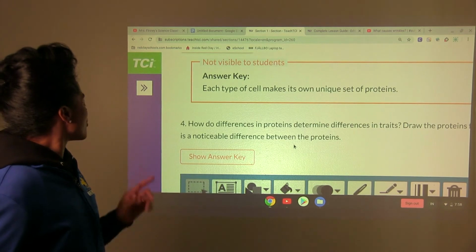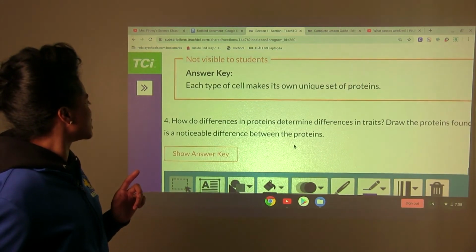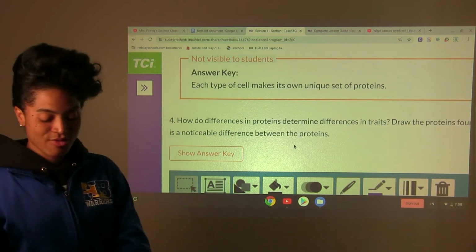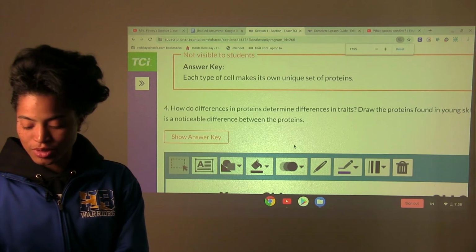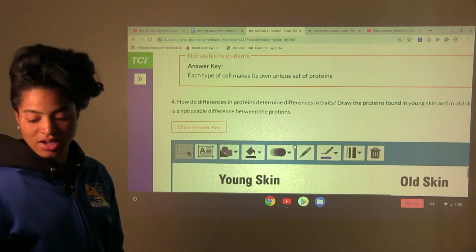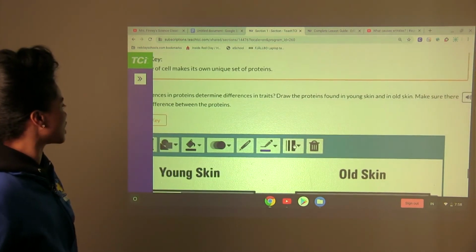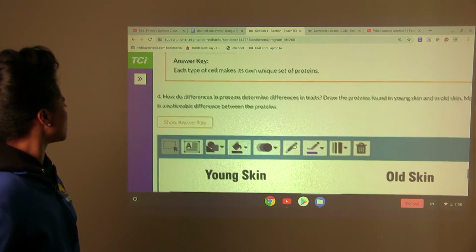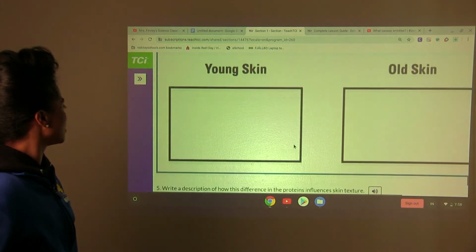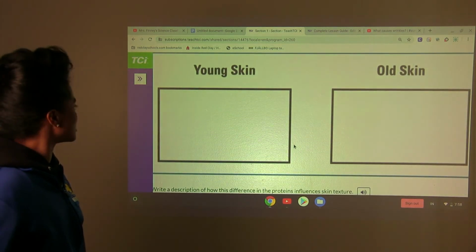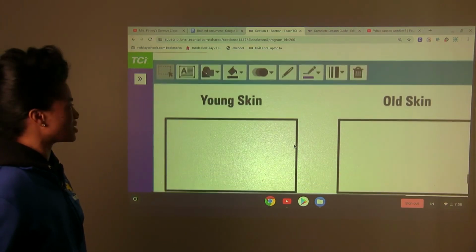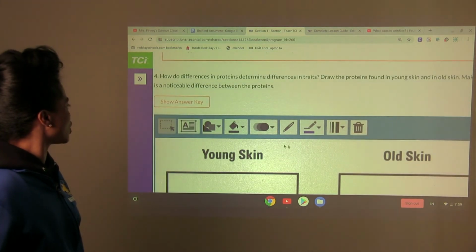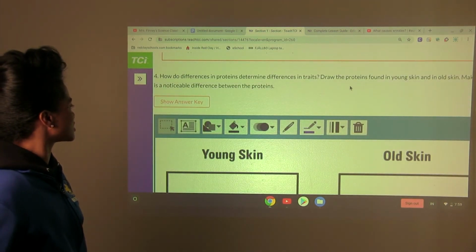Here we go. How do differences in proteins determine differences in traits? All right, draw the proteins found in young skin and in old skin. Make sure there is a noticeable difference between the proteins. Okay, so you have these two boxes. What do you think the difference would be in your drawing? Okay, you want to show what it looks like in young skin and old skin.